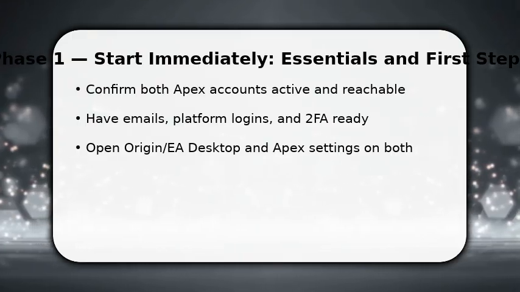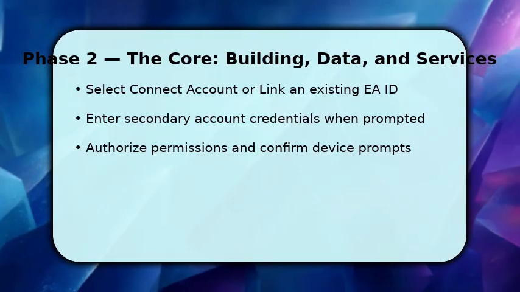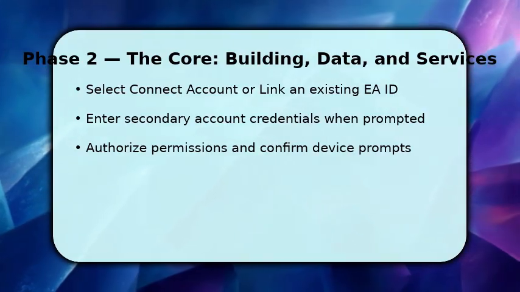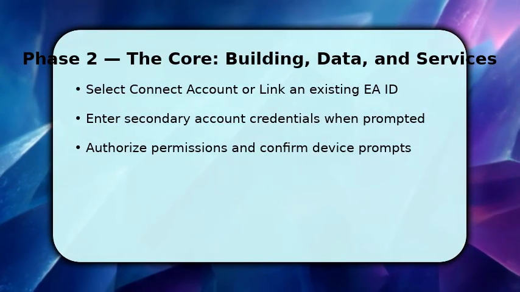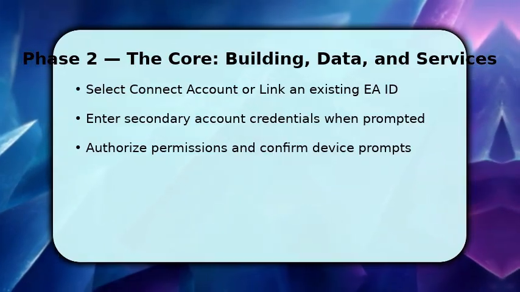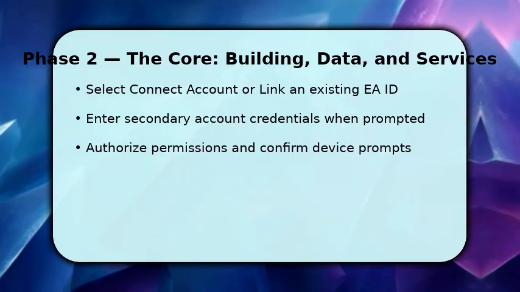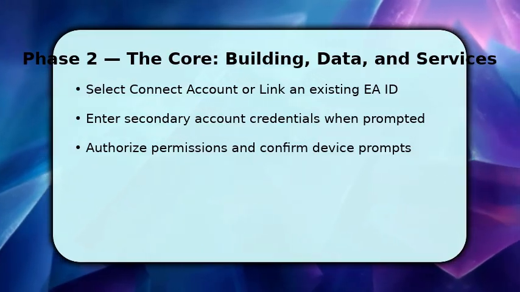Now you perform the core steps. In Account Settings, choose Connect Account or link EA ID, and when the prompt appears, enter the other Apex account credentials. Pay attention to permission requests. Authorize cross-account access so progression and cosmetics transfer correctly.